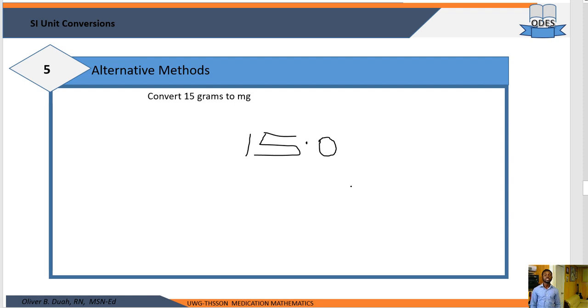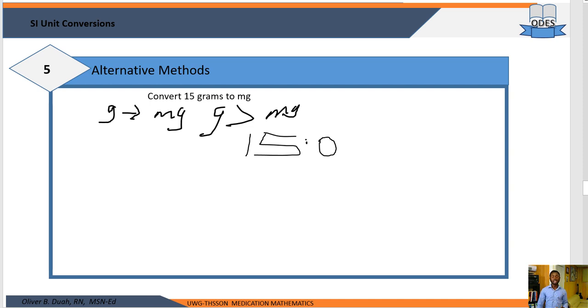Okay, so 15.0. Now we know that we are going to be converting from grams to milligrams. So grams to milligrams, and we know that grams is greater than milligrams. Okay, so that means that our arrow is pointing to the right, and we are going to move to the right.